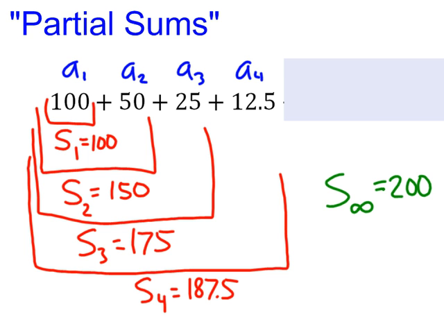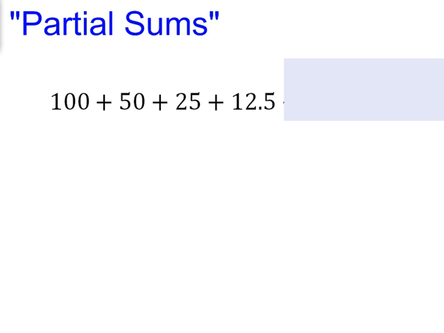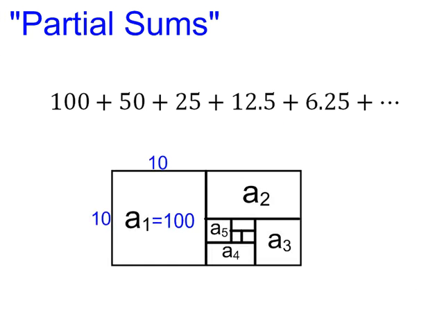And we speculated that as we go to the infinite sum, that s sub infinity might equal 200. Now, typically, we won't write the subscript infinity. Typically, if you just write s, that's implied to be the actual total infinite sum. And again, we speculated that that would be 200 in this case.